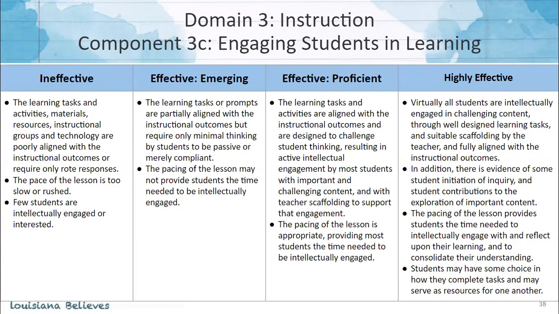For our next video, we are going to look at the next domain, instruction, component 3C, engaging students in learning. Take a minute again to pause this video, read across the strands, and note what promotes a teacher from one scoring range to the next. And again, look at the highly effective row to backwards plan your look-fors.